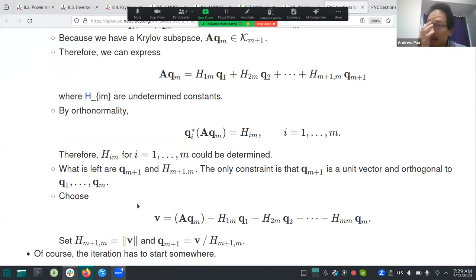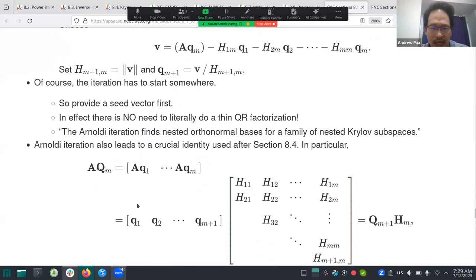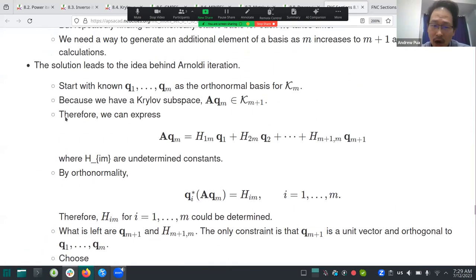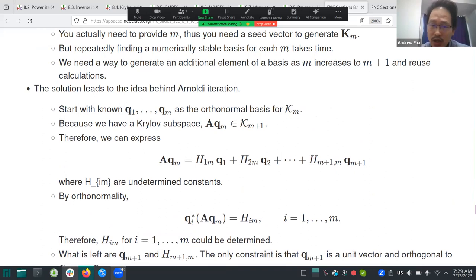Is this how it works? Okay. But the iteration has to start somewhere. So you have to start at m equals 1, and then you also have to give a seed vector. Because you start with m equals 1, you could choose any q sub 1 that has length 1. So strictly speaking, you don't need to do any QR factorization at all.